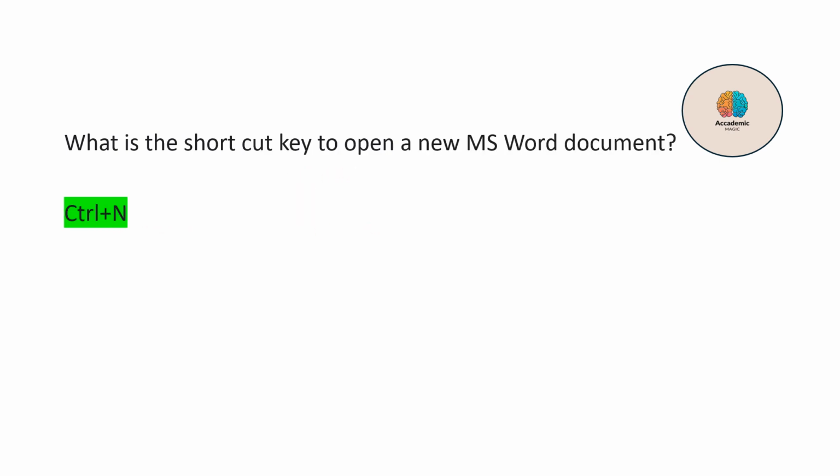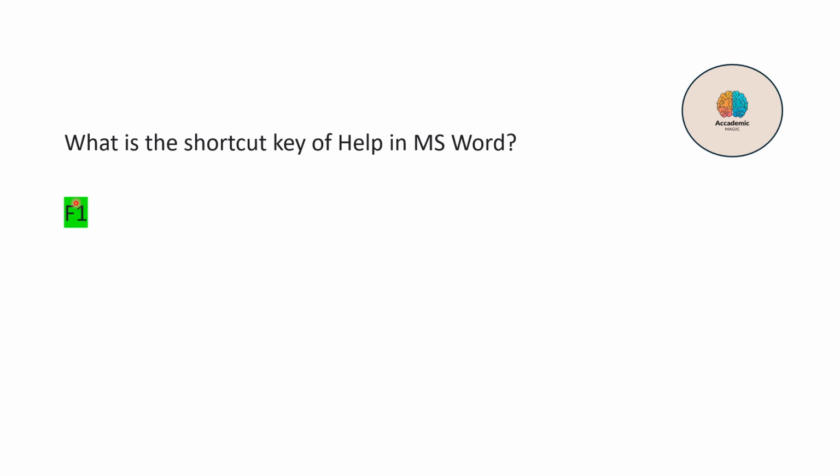What is the full form of URL? Uniform Resource Locator. What is the shortcut key to open a new MS Word document? Ctrl+N. What is the shortcut key of help in MS Word? F1. What is the shortcut key to copy the text? Ctrl+C.